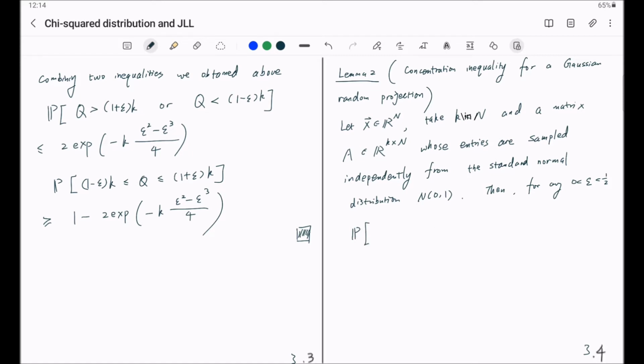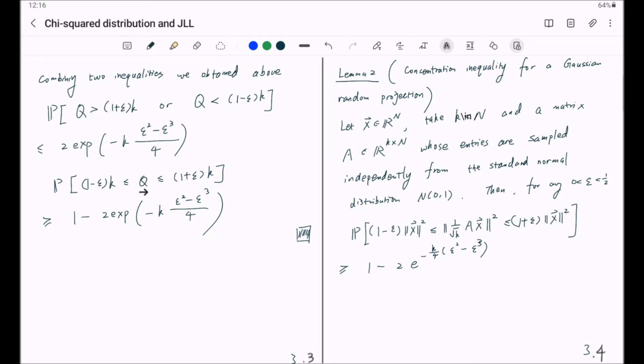the probability of the Euclidean norm of 1 over square root of k times Ax, Euclidean norm squared, lying between (1 minus epsilon) times the norm of x squared and (1 plus epsilon) times the norm of x squared will be bounded below by 1 minus 2 times e raised to the power negative k divided by 4 times (epsilon squared minus epsilon cubed), which is really close to the concentration inequality we derived for the chi-square distribution.